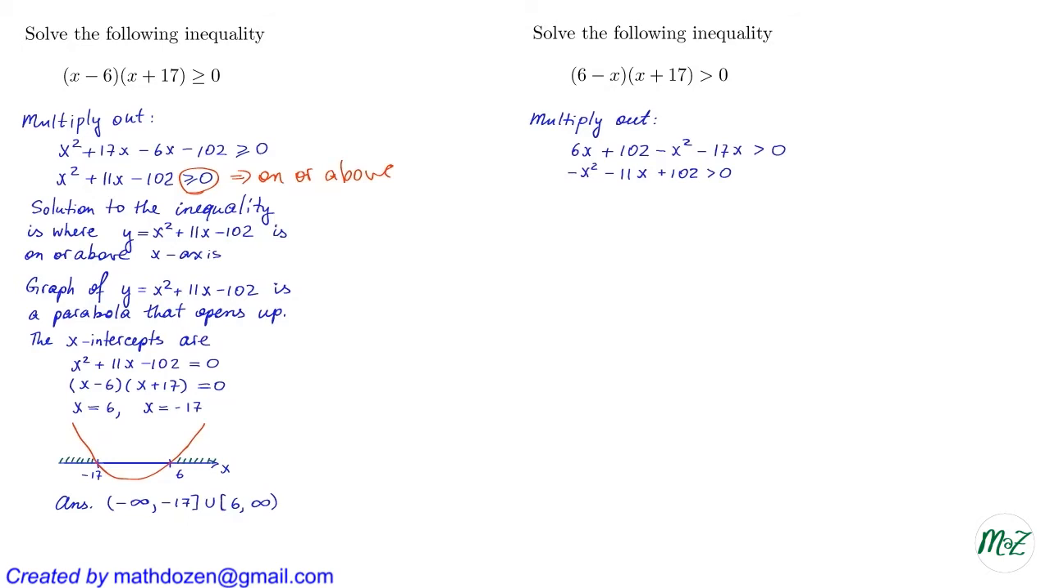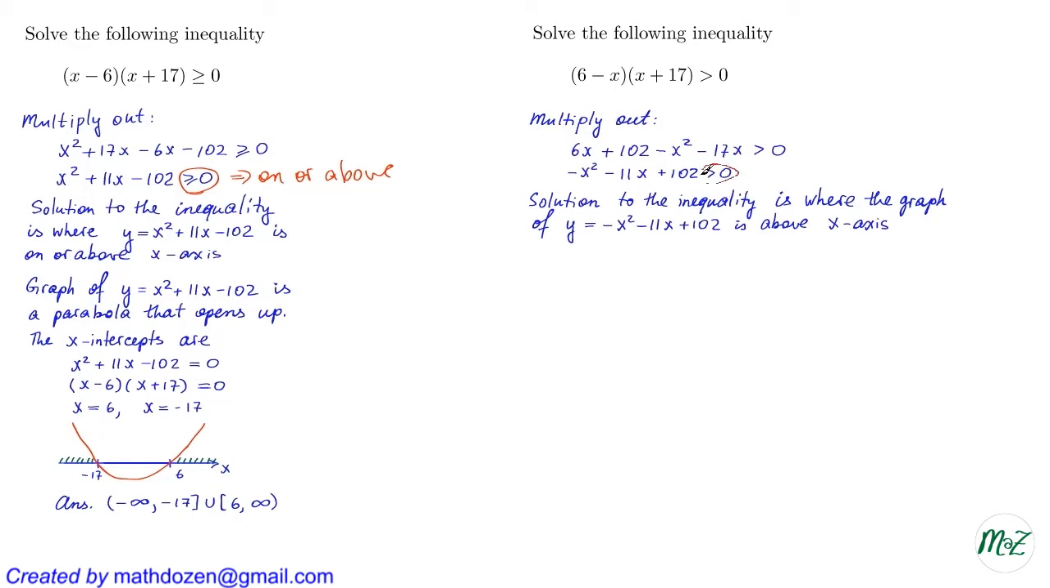So solution to this inequality will be where the graph of y equals negative x squared minus 11x plus 102 is exactly above x-axis. And again, this inequality being greater than 0 gives us the above the x-axis statement. So as far as the graph of y equals negative x squared minus 11x plus 102 goes, it is a parabola that opens down. So it opens down because there is a negative in front of x squared.